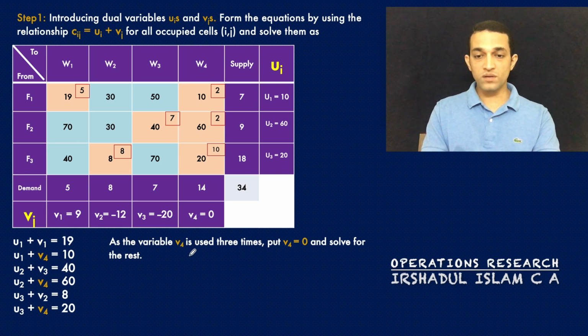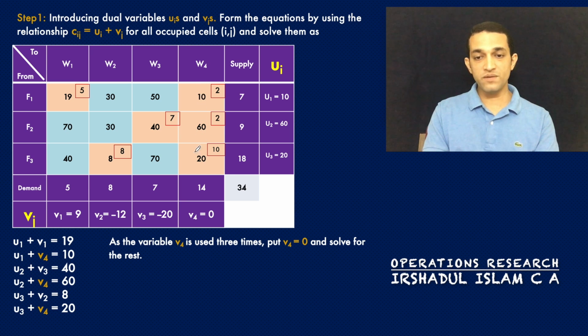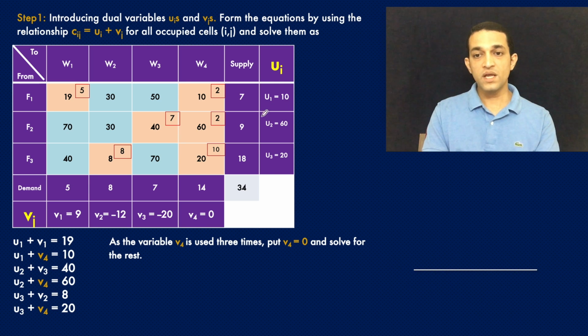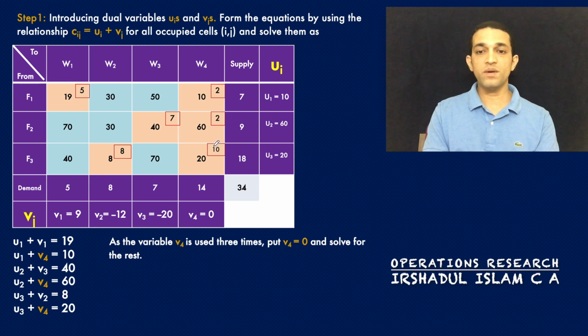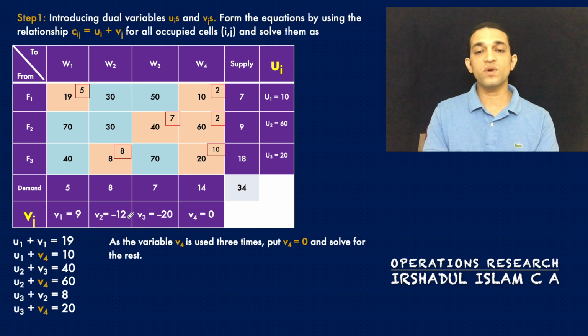You can see that the variable v4 is used 3 times, and you can easily identify it from the different color. So put the value of v4 equal to 0 and solve for the others. Once we put v4 equal to 0, immediately we get u1 equal to 10, u2 equal to 60, u3 equal to 20. By substituting these values into the other equations, you can easily solve v1 equal to 9, v2 equal to minus 12 and v3 equal to minus 20. This is for the occupied cells.